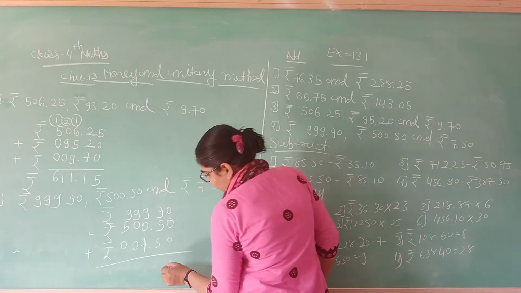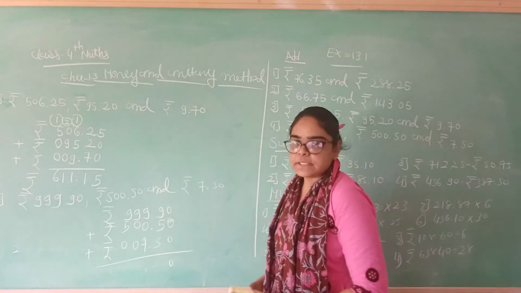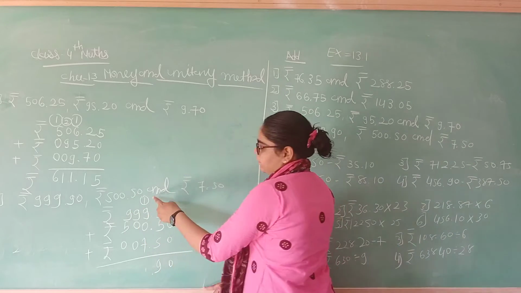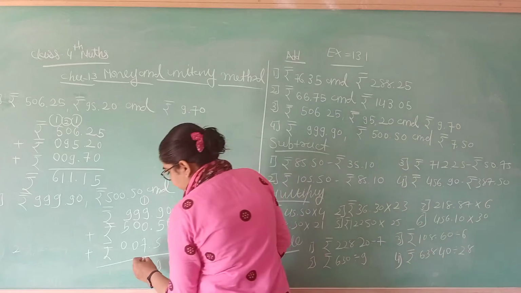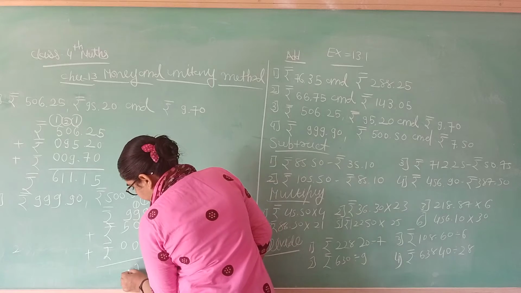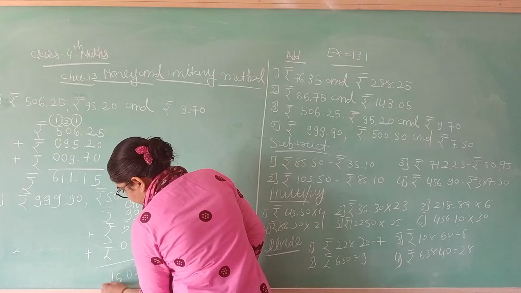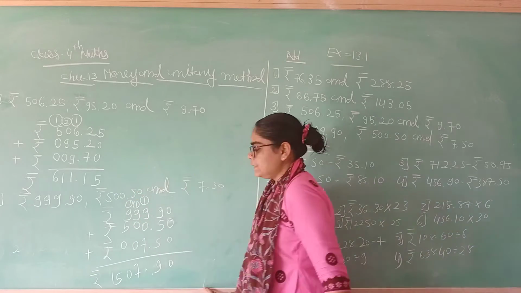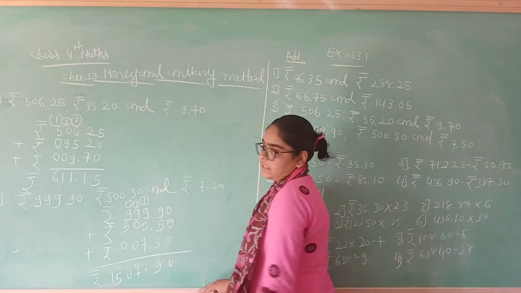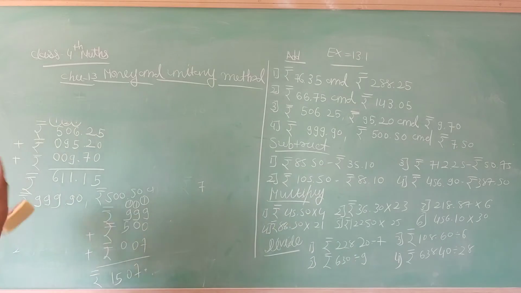Okay. Here 0. Then after, 5 plus 5, 10. 10 plus 9, 90. 9 here, 1 carry. 9 plus 1, 10. 10 plus 7, 70. So 7 here, 1 carry over. 9 plus 1, 10. 0 here, 1 carry over. 9 plus 1, 10. 10 plus 5, 50. Okay. So your answer is 1507.90.